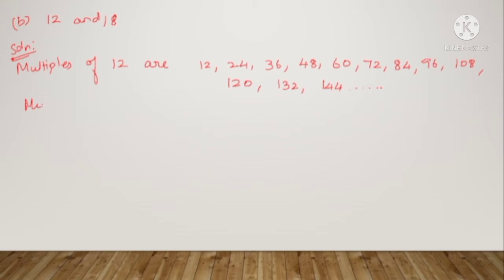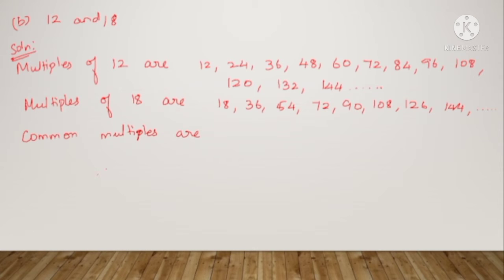Now we have to write the multiples of 18. So what are the multiples of 18? 18, 36, 54, 72, 90, 108, 126, 144 and so on. It goes on. Now we have to find the common multiples. So what are the common multiples? 36 is present in both the cases.